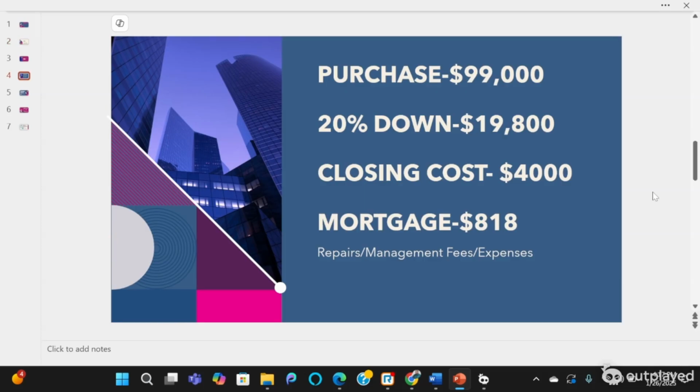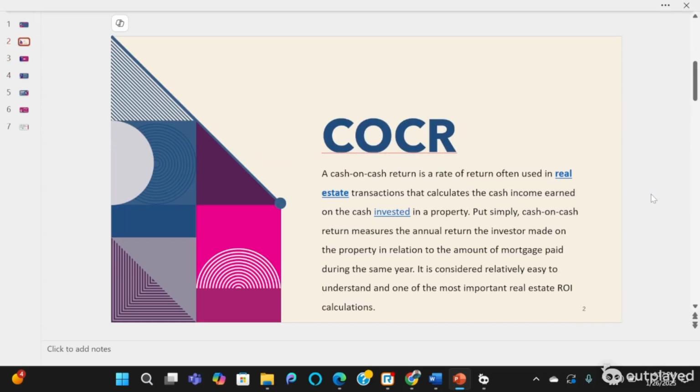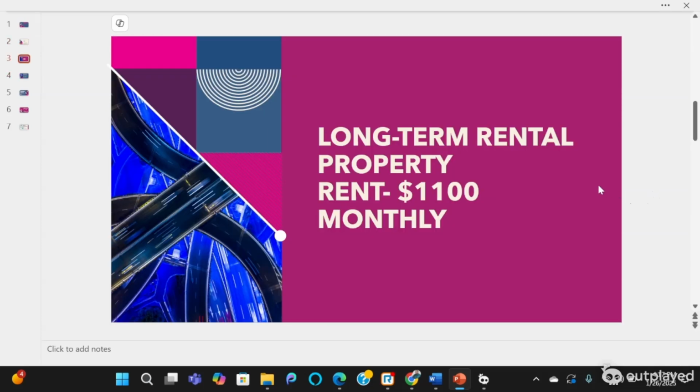Let's go deeper. So as we look at this and we talk about cash on cash return, I'm going to use an example of a long-term rental property. Let's say this property that you have here is a 2-bedroom, 1-bathroom townhouse. And let's say that the tenant right now is paying $1,100 a month for rent. And so we see the gross rent is $1,100 a month, right? Let's keep going.